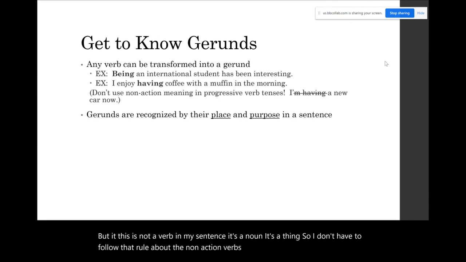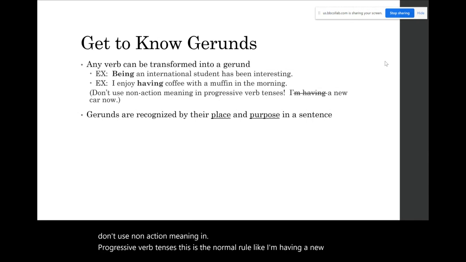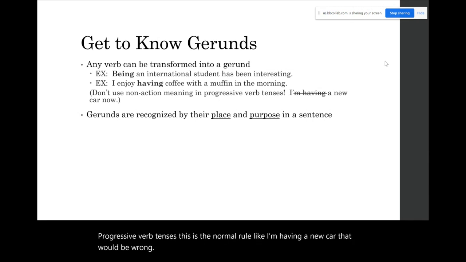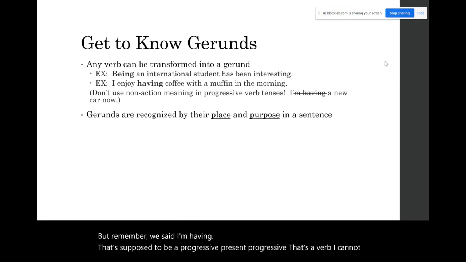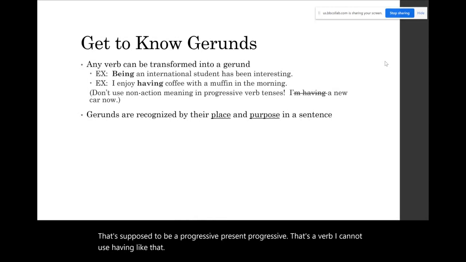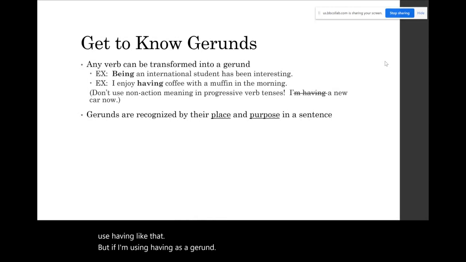So I want to tell you this, though. Don't use non-action verbs in progressive verb tenses. This is the normal rule. Like, I'm having a new car. That would be wrong. But remember we said I'm having, that's supposed to be a present progressive. That's a verb. I cannot use having like that. But if I'm using having as a gerund, I enjoy having coffee, that is okay, because a gerund is not a progressive verb.